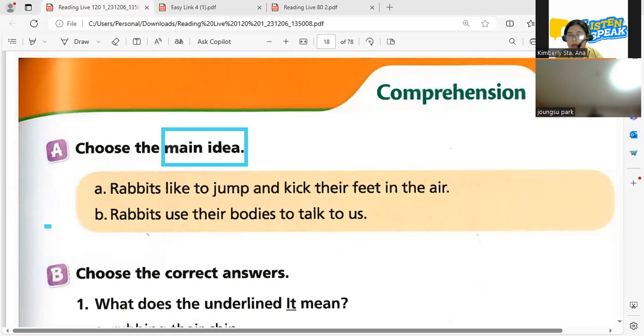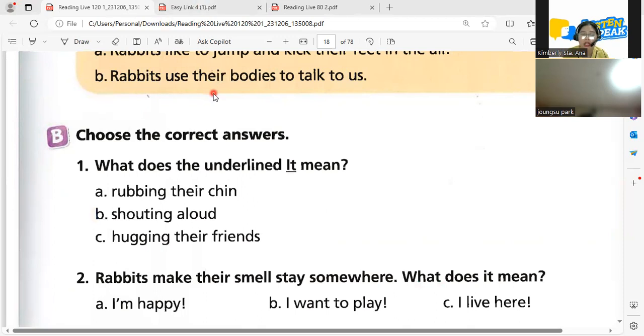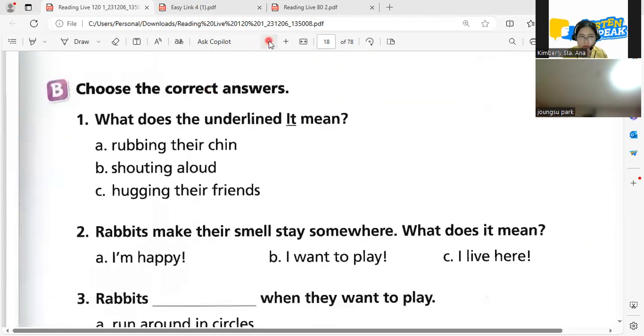What is your answer, Jimin? A or B? Just tell me the letter. What's your answer? Jimin, you just need to choose A or B. B. It's letter B. Very good. The story is all about how rabbits use their bodies to talk to us. That is amazing work, Jimin. Thank you very much. Now, let's answer some questions about our story, okay?